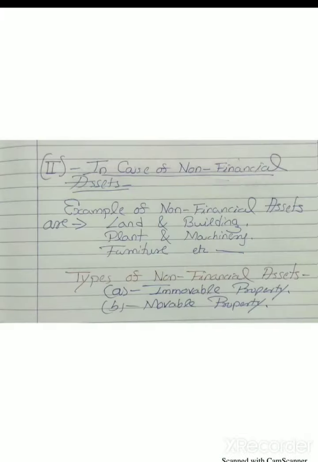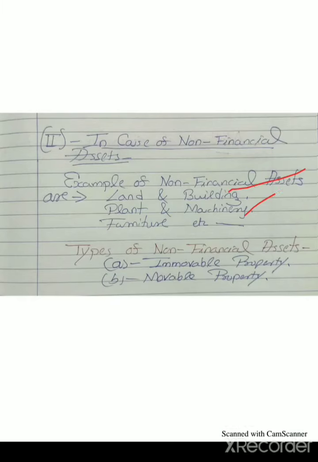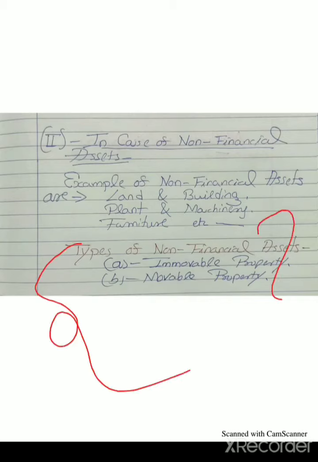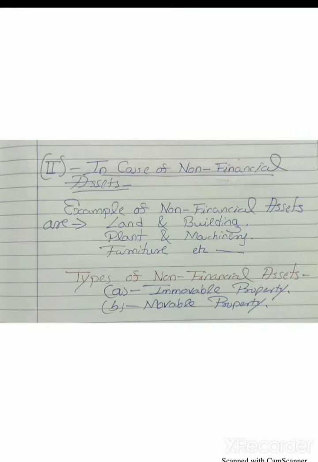Then in case of non-financial assets, the examples are land and building, plant and machinery, furniture. These are all examples of non-financial assets. Non-financial assets are also classified into two types: movable property and immovable property.